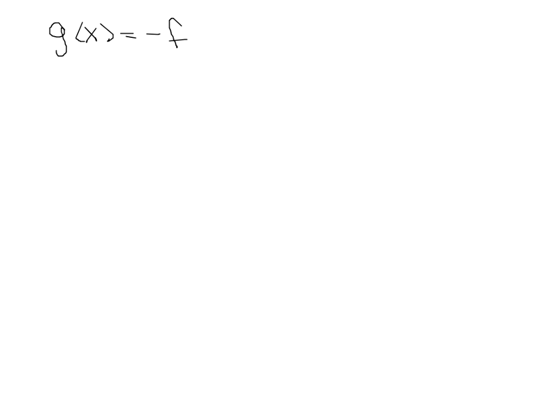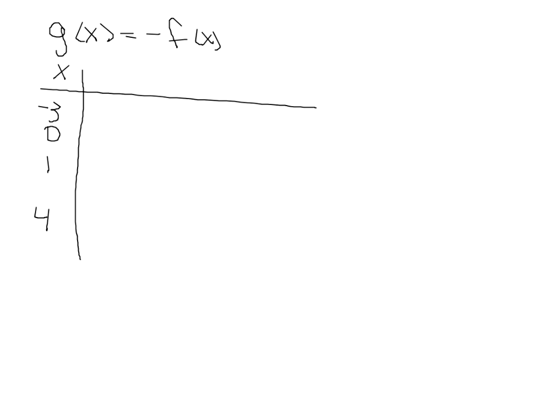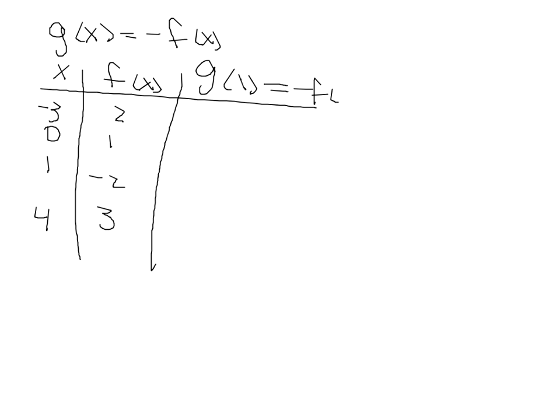g of x equals minus f of x. So if x is -3, 0, 1, 4, and f of x is 2, 1, -2, 3, then g of x equals minus f of x. I'm going to take each value and multiply it by -1. So I get -2, -1, 2, -3.